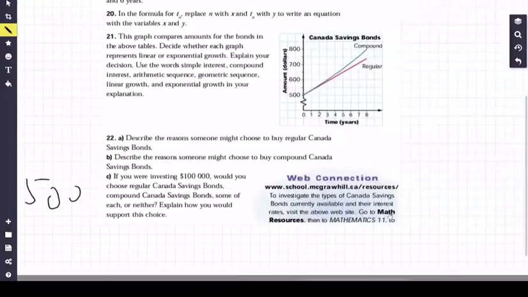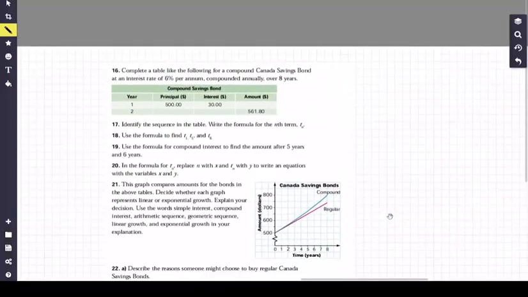Oh wait, no, there's more. I'm sorry. Anyways, complete the table for, oh, I knew it. Okay, so we're gonna do this compound interest instead.